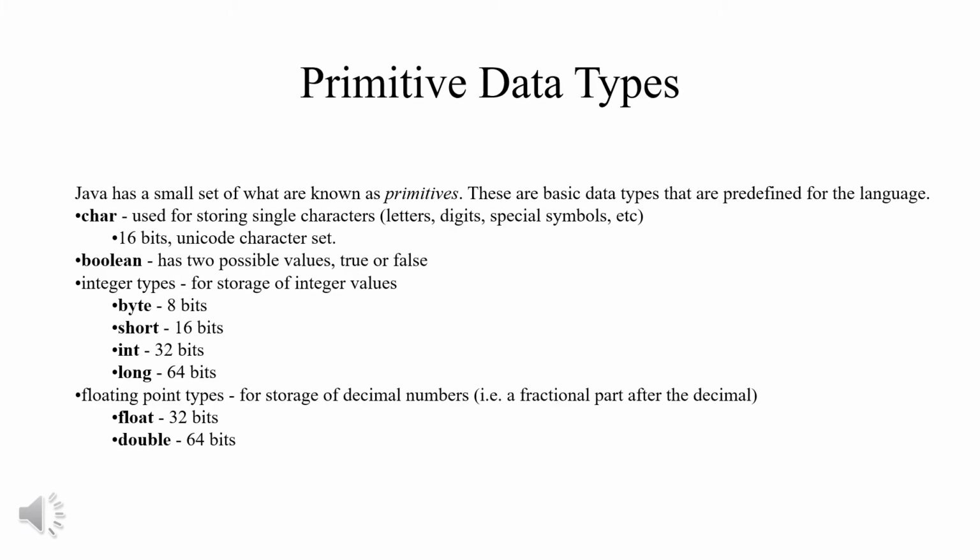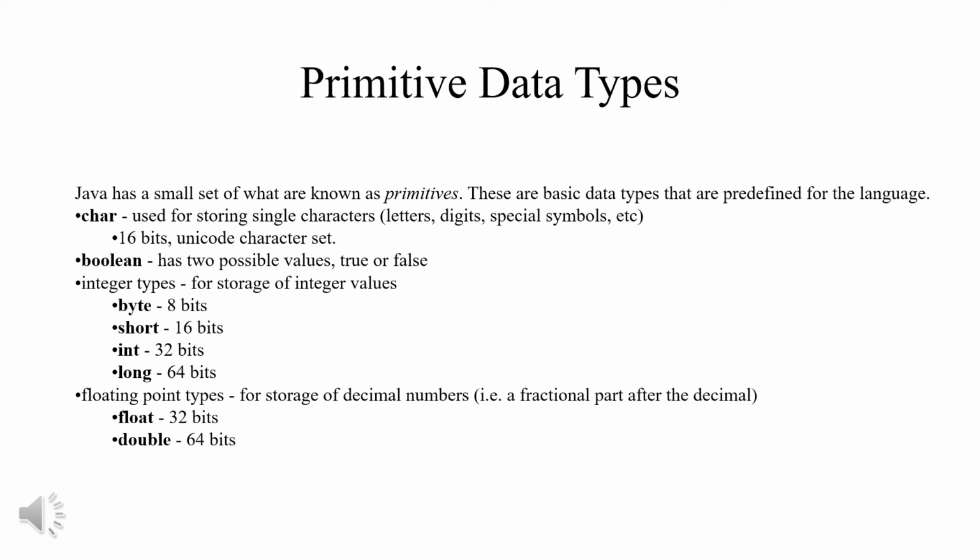So we talked about variables, right? We mentioned that each variable can have a type. So in Java, like other programming languages, we have some primitive data types. They are basic data types that are predefined for the language. So they can be char, boolean, integer types, or floating point types. As you see, char is 16 bits, right? Char is actually used for storing a single character. For example, letters, digits, special symbols, right?